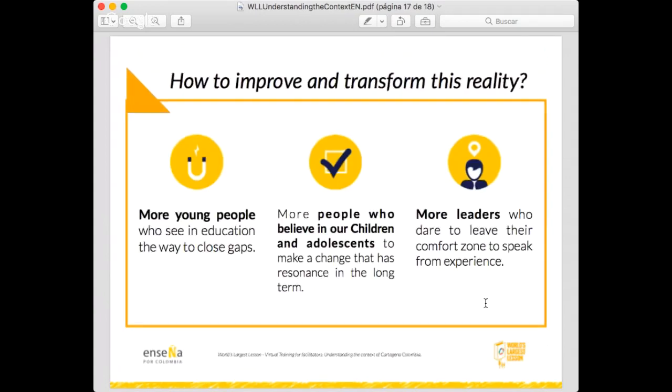So, how can we improve this? We need more young people who see in education the way to close the gaps. That's actually us. More people who believe in our children and adolescents to make a change that has resonance in the long term, and more leaders who dare to leave their comfort zone to speak from experience. These three options, proposed by Enseña por Colombia, like Teach for Colombia, our partner today, are really interesting and are part of what we are doing with the World's Largest Lesson.